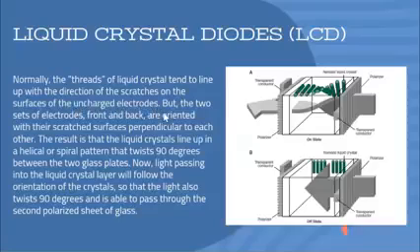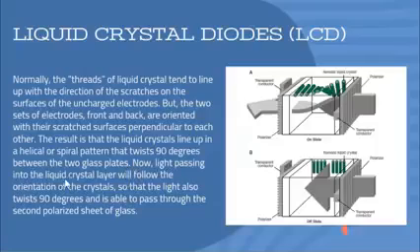So remember that your electrodes have vertical and horizontal grooves because of the abrasive cloth, as mentioned in the previous slides. But the two sets of electrodes, front and back, are oriented with their scratched surfaces perpendicular to each other. So as you can see here, this conductor is horizontal, this conductor is vertical. Okay? The result is that the liquid crystals line up in a helical or spiral pattern that twists 90 degrees between the two glass plates.